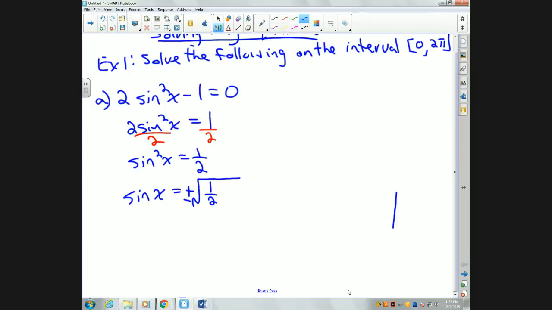I'm going to split this into two different parts. There's one part when sine x equals positive root 1/2, and there's one part when it equals negative root 1/2. Just to make this a little bit easier, the square root of a half is the same as, I'll put a plus and minus out here, the square root of 1 over the square root of 2. Is that okay? How about now? What's the square root of 1?